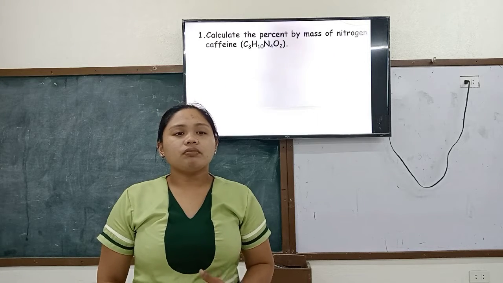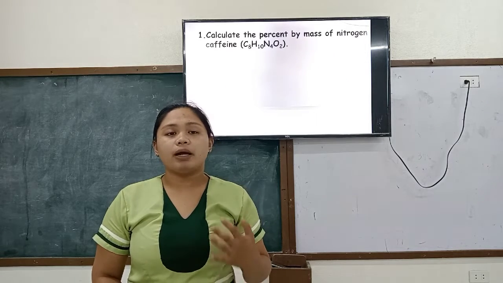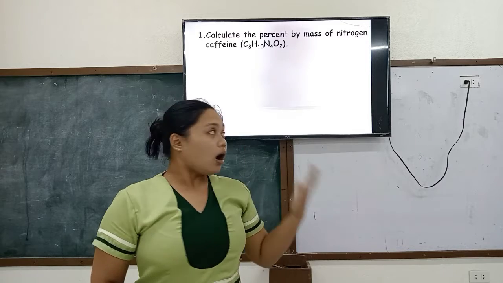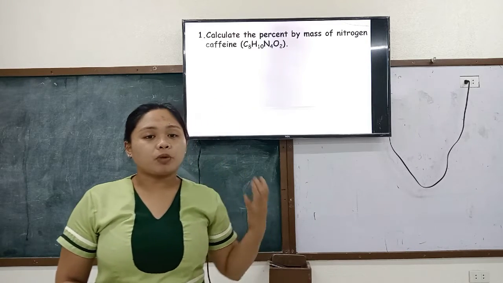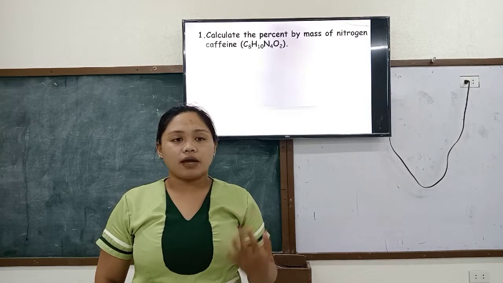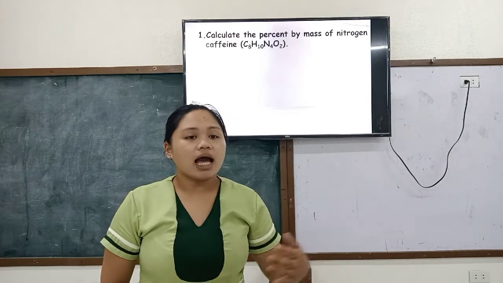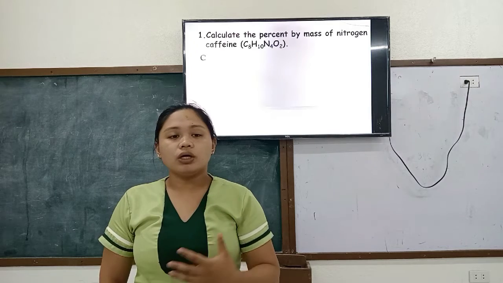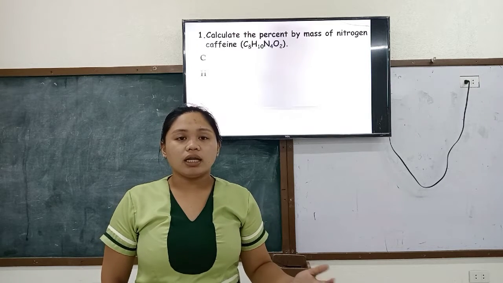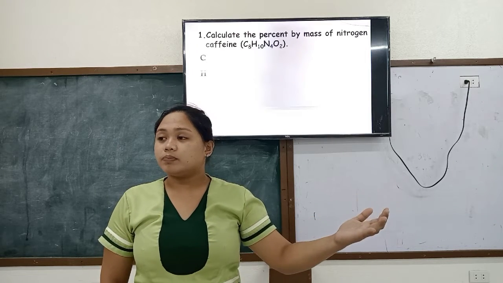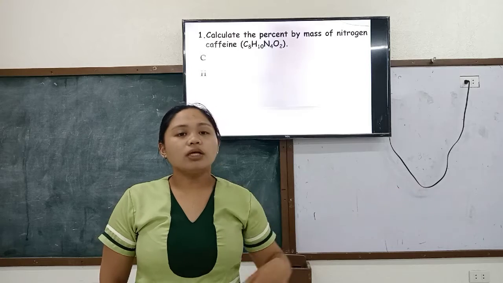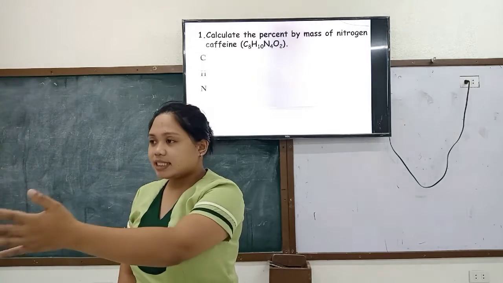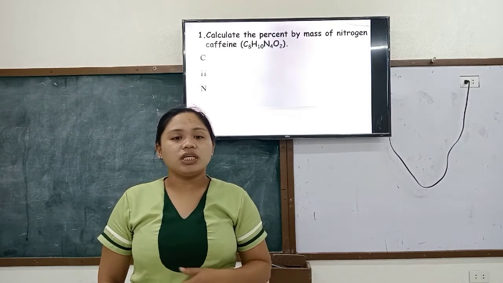Number 1. Calculate the percent by mass of nitrogen in caffeine. Now, what are the elements that are present in the compound of caffeine? Correct. First is the carbon. What else? Very good, which is the hydrogen. How about the next one? Very good. So it is nitrogen. And the last one is, yes, nice idea, which is oxygen.